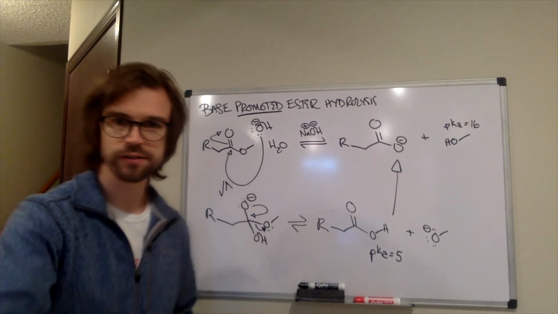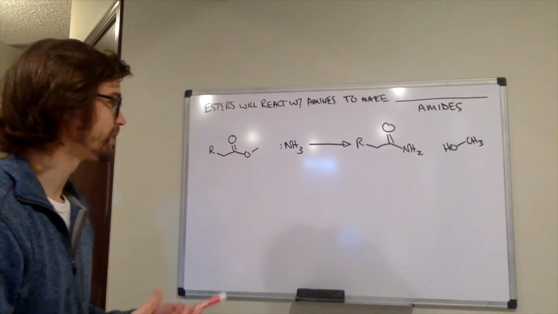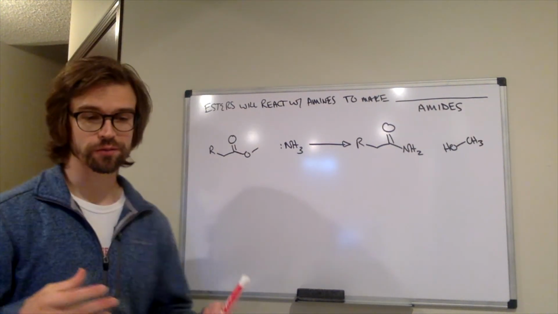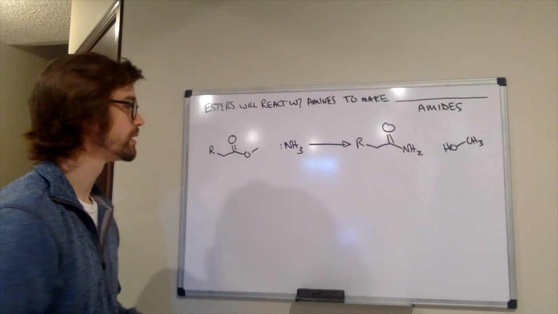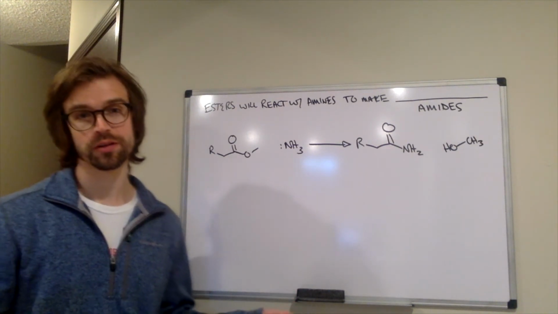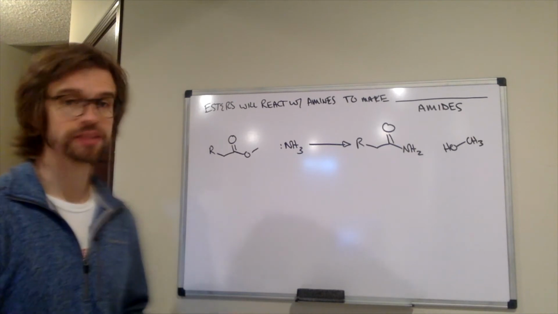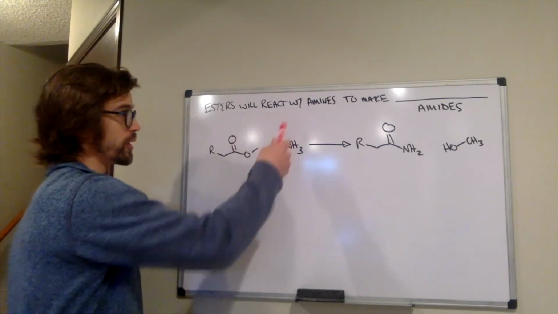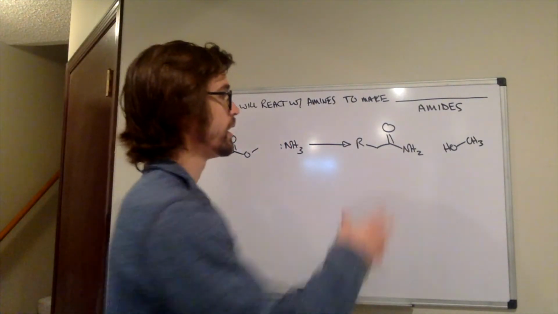Okay, more ester reactions. All right, so what else can we do with esters? So we can take esters to carboxylic acids. We should also be able to make the most stable carboxylic acid derivative, amides, from esters, and it turns out we can. Esters will react with amines to make amides.